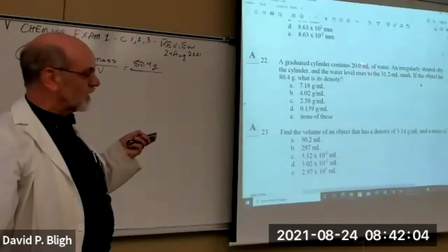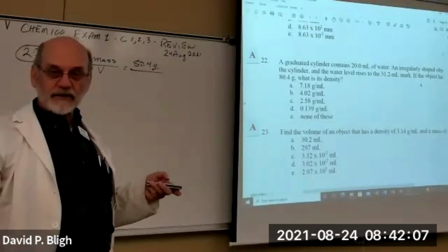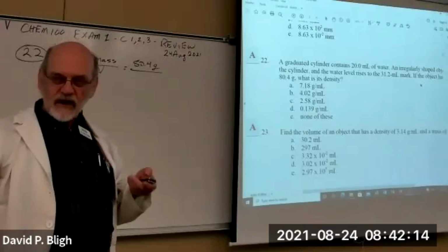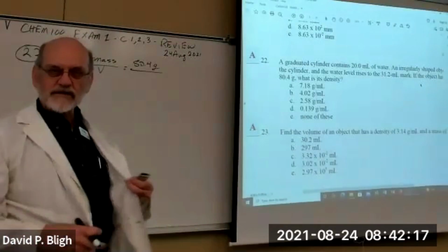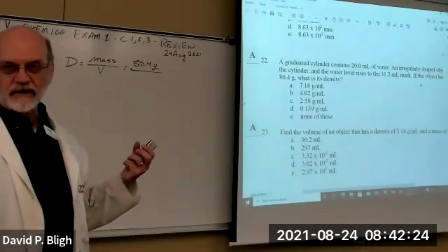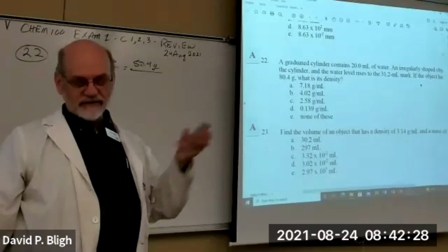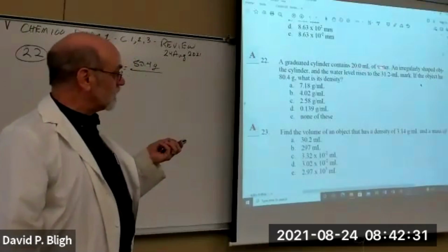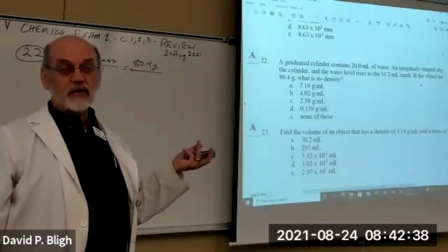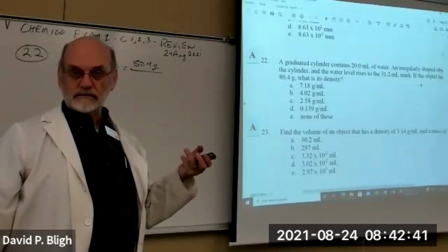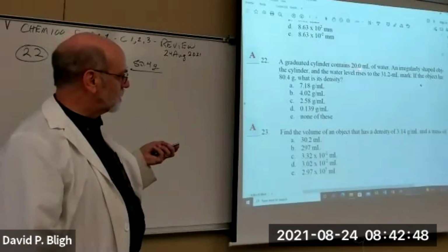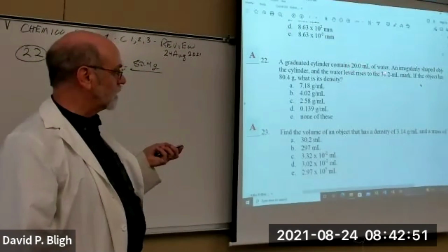How do you find the volume of the object? Well, if your cylinder had 20 milliliters of water in it to start with, and you submerge an object completely, it will displace its own volume as long as it doesn't absorb water, as long as it doesn't react with water. You can't do this with something like a chunk of sodium or a chunk of potassium. You put those in water and you're going to get a violent reaction, so that won't work.